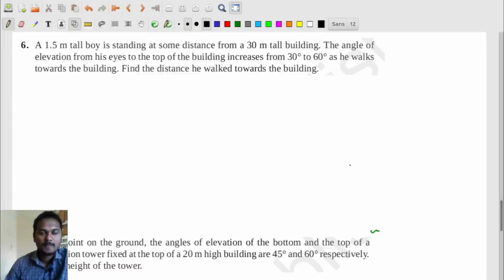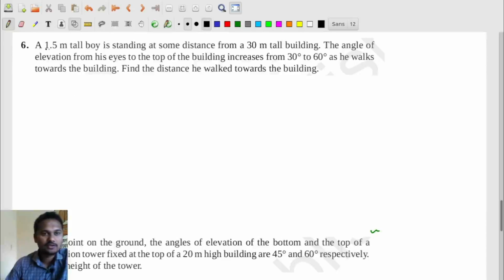So till question number 5, you had direct questions. You need to just find a right angle triangle, use the ratio and find the required side. But here it is a bit different from the previous questions. Again, the triangle and the ratios will remain the same, but how to interpret the given data and get these right angle triangles is important here. So let me read the question.